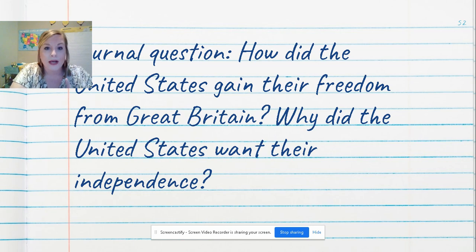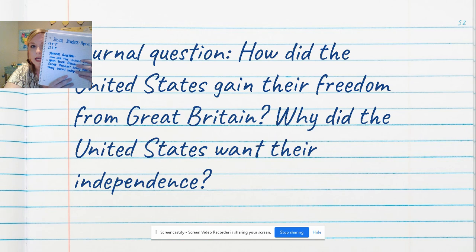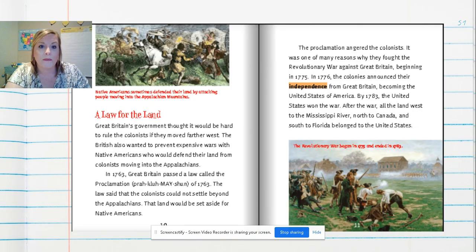If I were you, I would pause this video to write this down, just like I did. I wrote the journal question down. So that way, this is all my work for today. How did the United States gain their freedom from Great Britain? Why did the United States want their independence? And I'm going to turn back to the page that helps you answer these questions. So pause here to be able to write your answer, write down your journal question, and go ahead and pause on this page to help you answer the questions for your journal questioning.